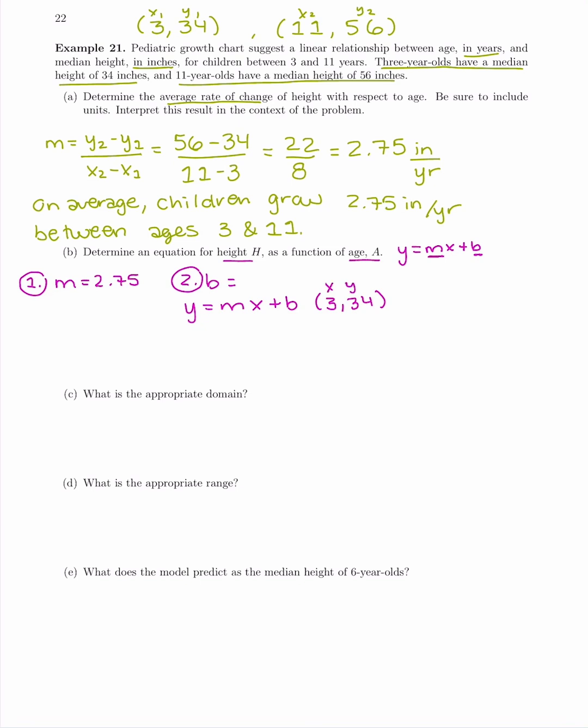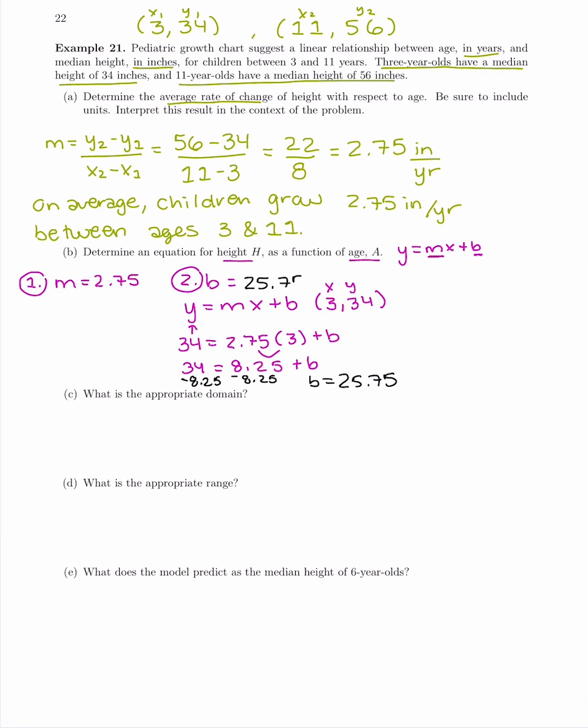So there's an x and a y. I'll replace y with 34. My slope is 2.75. The x value here is 3 for a 3-year-old, plus b. So we have 2.75 times a 3-year-old. We're looking at 8.25 there. So 34 equals 8.25 plus b. And we want to get b by itself, so we're going to end up subtracting that 8.25. To get b by itself, b, the initial height when they are born, is 34 minus 8.25, which is going to be 25.75.